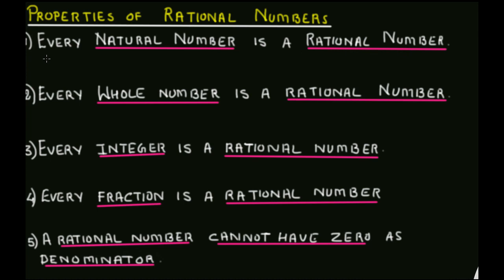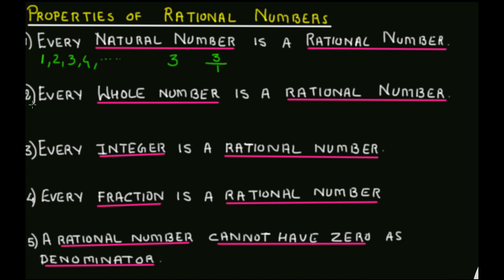Now, what is a natural number? We all know that natural numbers start from 1 and go on: 1, 2, 3, 4, and so on. So let's just take this natural number 3. How do we make 3 a rational number? 3 by 1 is a rational number. As we said, a rational number will never have the denominator as 0. So 3 can be written as 3 by 1, thus making it a rational number as well.